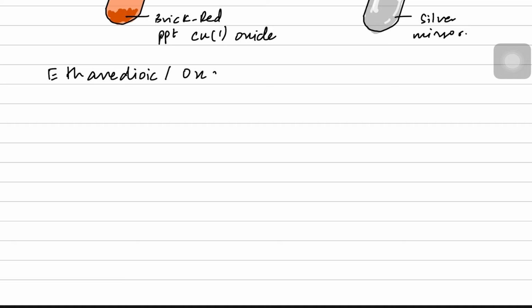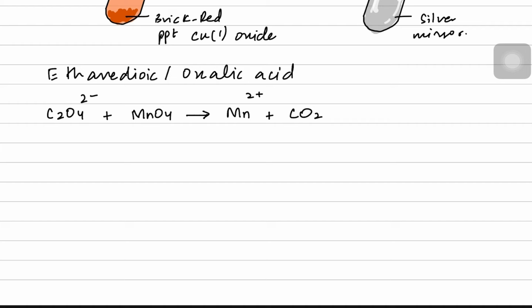Ethane dioic acid, or oxalic acid, is the second carboxylic acid which can be oxidized. Oxalate ions, or you can say oxalic acid, can be oxidized using acidified manganate 7, where you receive carbon dioxide and manganese 2 ions. This equation is not balanced right now.